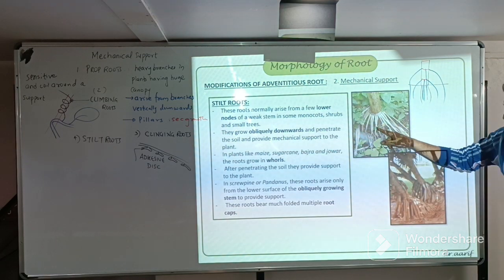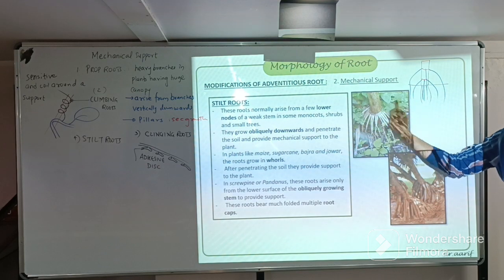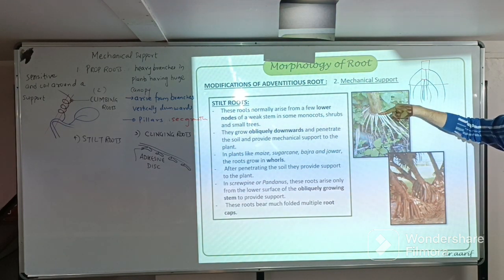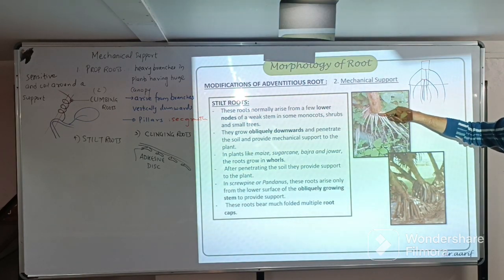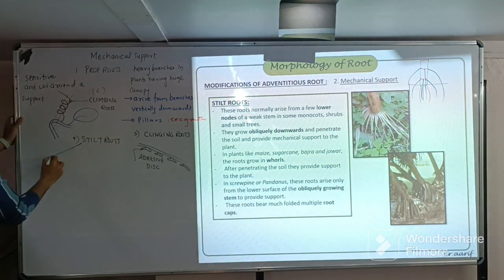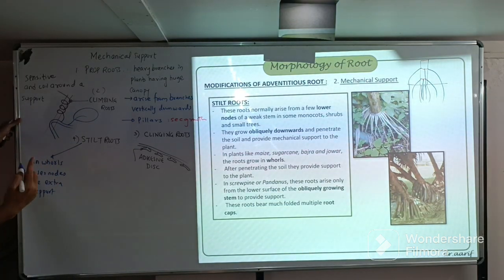So look at these roots, Bachalo. Do you see the white ones? Are they only from one side or are they in whorls? Whorls. Are they arising from the base of the stem or from the lower node? Lower nodes. Such roots are called stilt roots. And these stilt roots are in whorls. Where do they arise from, Bachalo? They arise from the lower nodes. And what do they give, Bachalo? They give extra support. And they're growing in all directions.